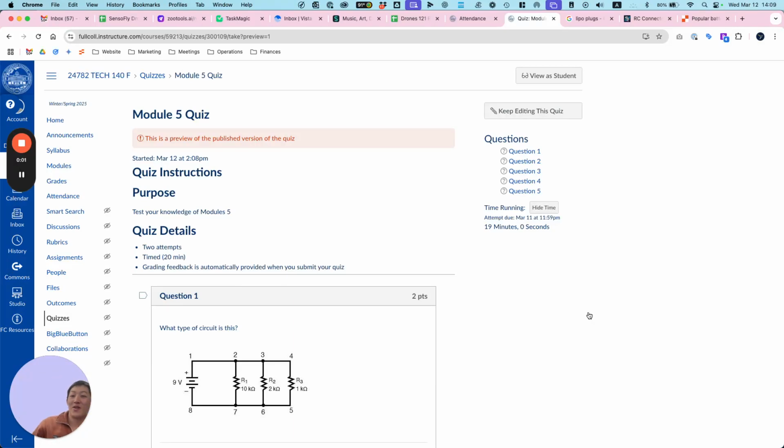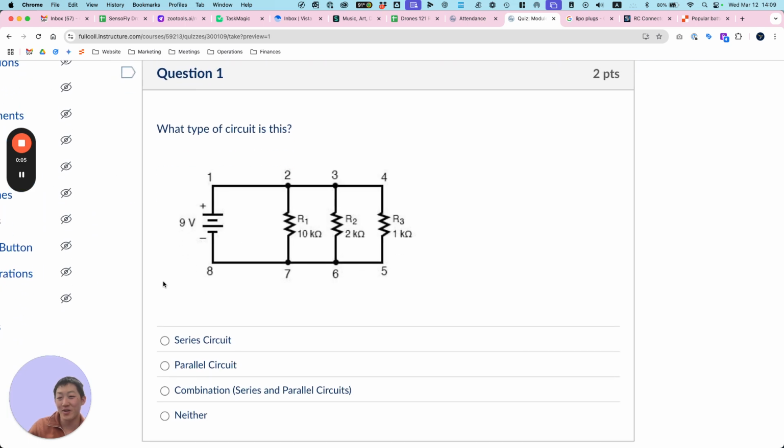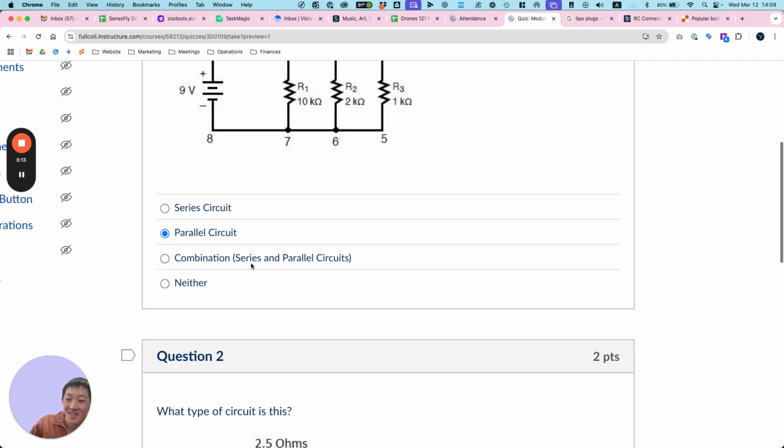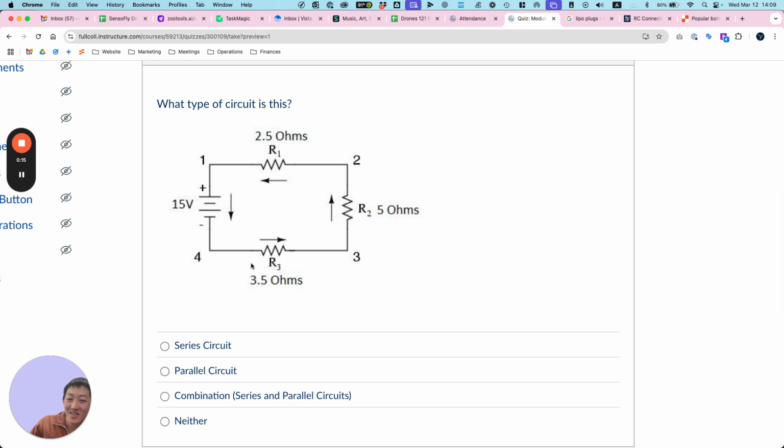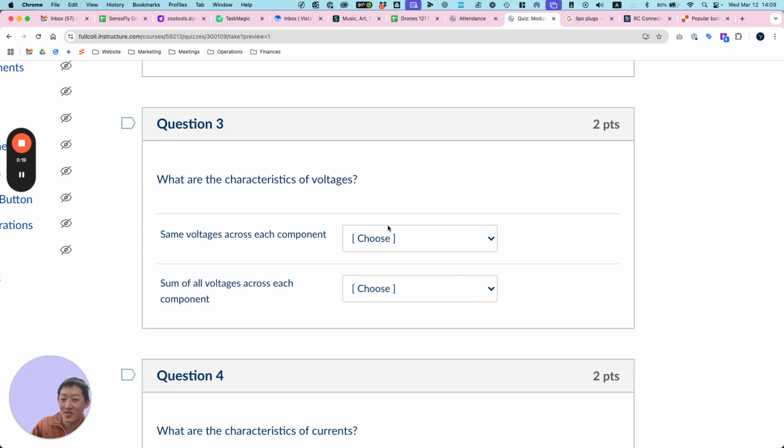So for the quiz, we have here what type of circuit? Parallel circuit, yes. And then this one? Series. And then what are the characteristics when it comes to voltages? Which one has the same voltage across each component? Parallel. And then the sum would be series.